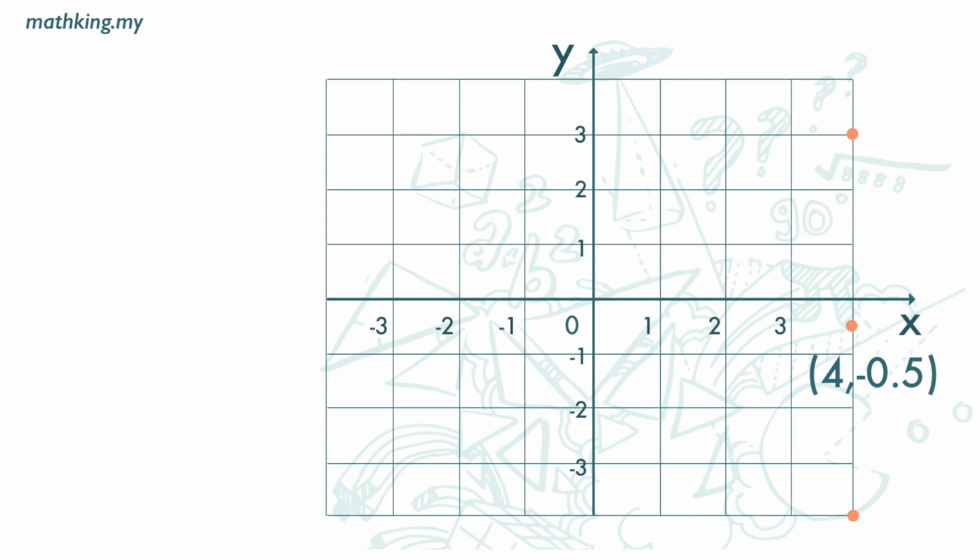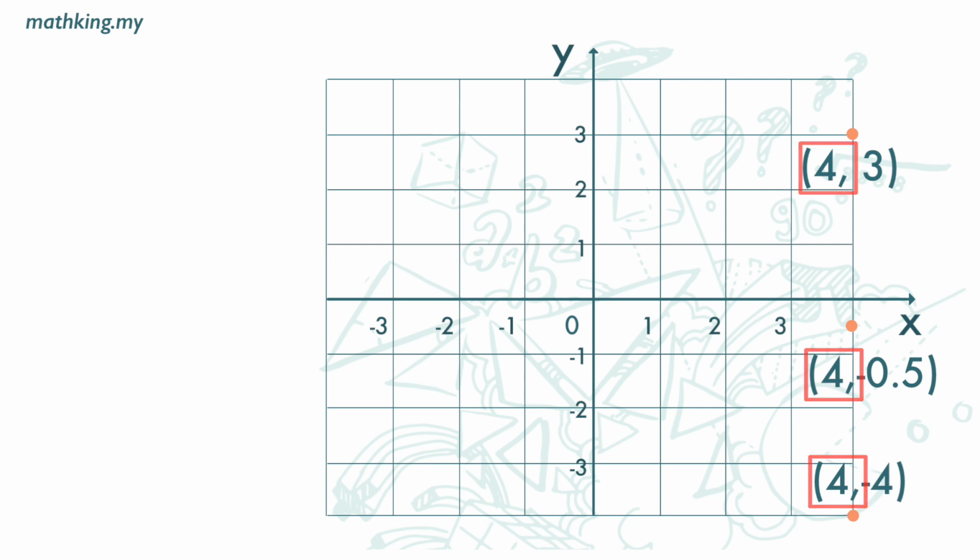The other method is to use subtraction and division. Let's look at the coordinates. The first coordinate is (4, 3). The second is (4, -4). Note that the x-coordinate for both points is the same, which is 4. So the x-coordinate for the midpoint is also 4.